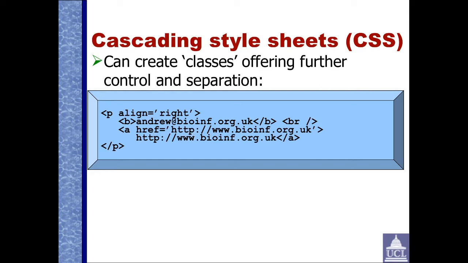Suppose your boss said to you, I don't want the paragraphs with the information to be aligned to the right anymore. I want it in the middle. I don't want the email address in bold. I want it to be in red. And I want to do something like colouring the links differently. Well, of course, you could go through and alter all these by hand, but of course, now we know about CSS and classes, we can do it with that.